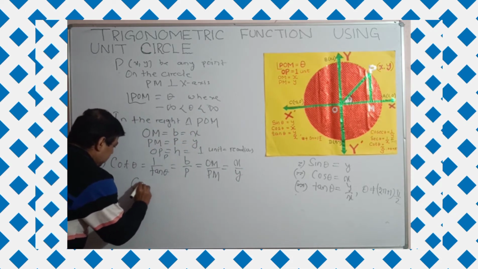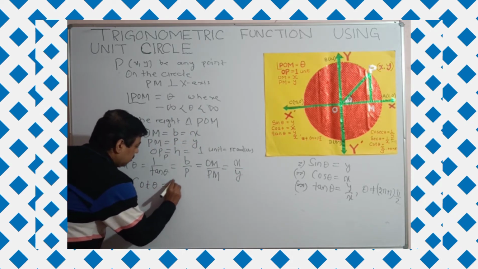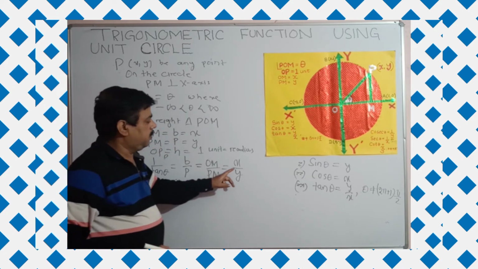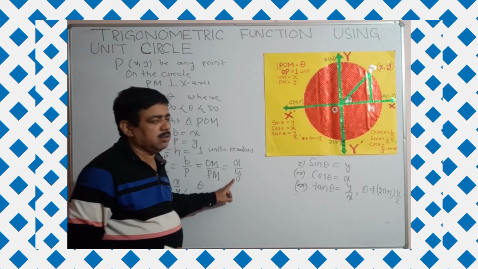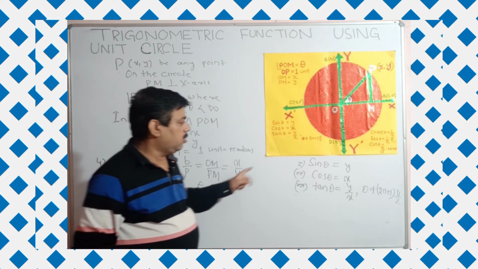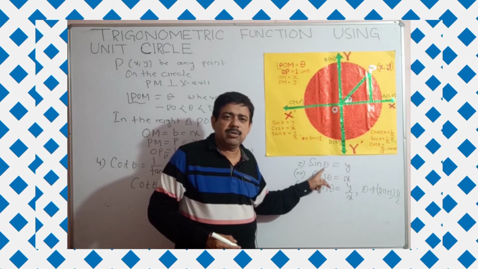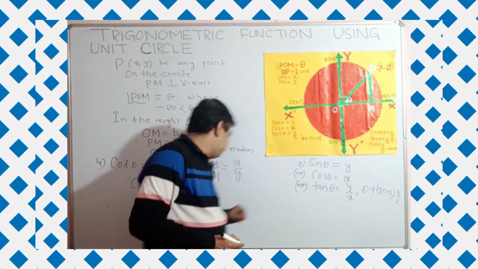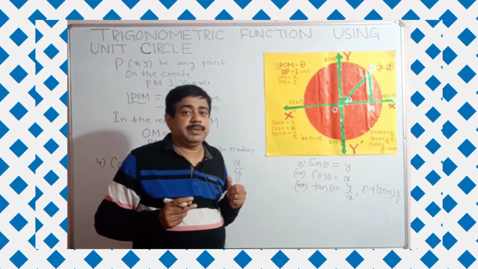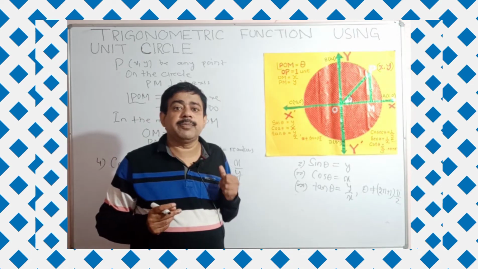So cot theta is equal to X upon Y, where, because Y comes in the denominator, Y should not be 0. Okay, when will Y be 0? When will sin theta be 0? When will sin theta be 0? When theta will be an integral multiple of pi.